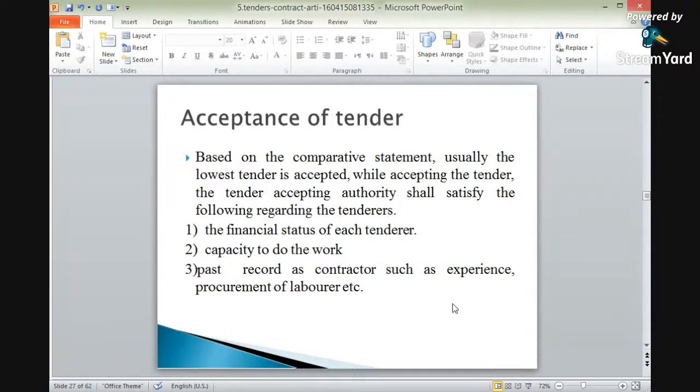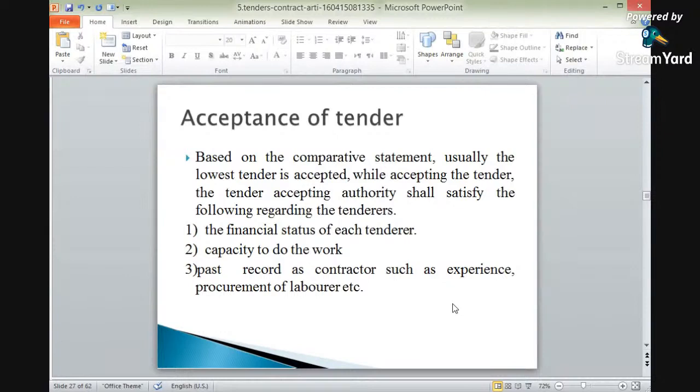The lowest will be selected, but what are the conditions while selecting the lowest tender? The accepting authority should consider important things. First important is the financial status of each tenderer. So what is the financial status of each tenderer? It is to be taken care of.